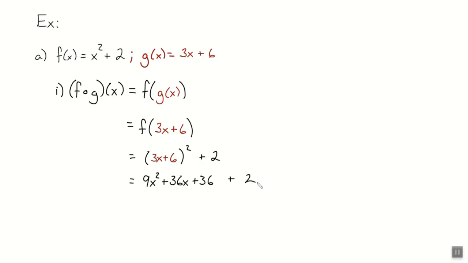Addison, you can say no, but are you comfortable in saying where your mistake was? I multiplied 3x plus 6 times x squared plus 2 instead of squaring it. Okay, I think that's just an odd mistake. Am I done? No. Almost.